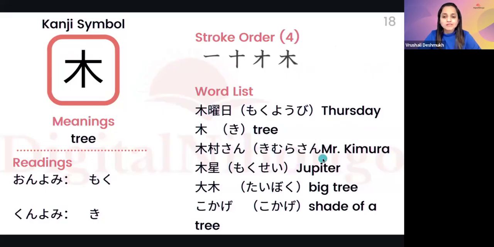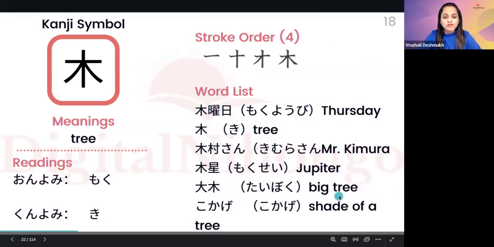Then Kimura-san. Kimura is a Japanese surname, that is Mr. Kimura. Mokusei is Jupiter. Taiboku is big tree. This is the kanji of oki, that is big. Taiboku. Then kokage is shade of a tree. Kage is shadow. Kokage, shade of a tree.